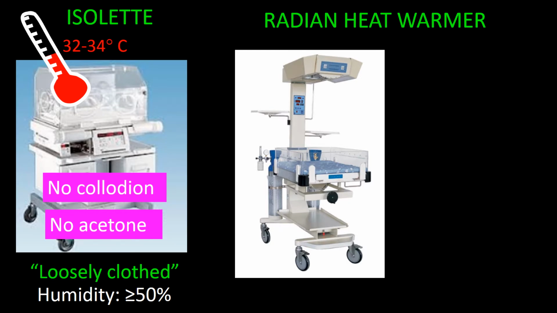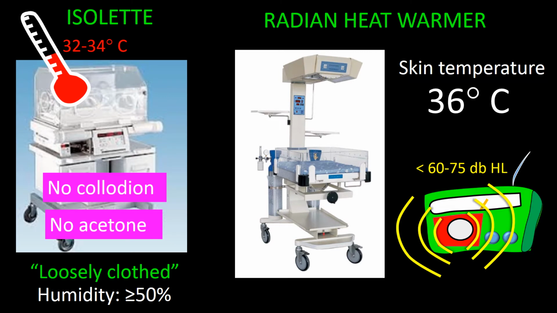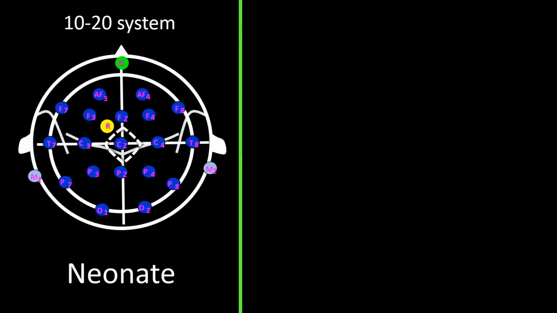Currently, most EEGs are done on babies kept in warmers. When the EEG is done in a warmer, the skin temperature should be kept at 36 degrees Celsius. Noise should be kept to less than 60 to 75 decibel hearing level. Electrode placement in neonates is fully discussed in another video in this channel. The video is labeled Montage Part 3.